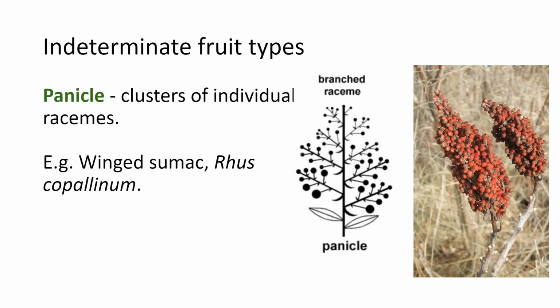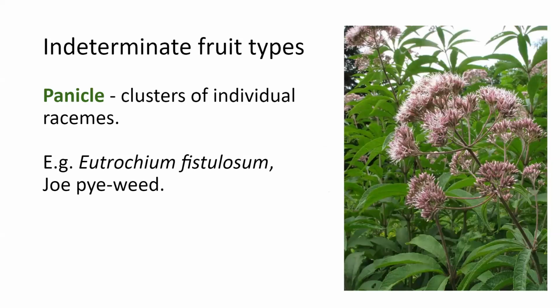On the right, we see an infructescence of sumac, which is Rhus, in this case Rhus copallinum. This is a species we should learn at some point during this semester. You can't see the individual pedicels because they're kind of hidden under those fruits. And then another classic example of a panicle is Joe Pye weed, Eutrochium fistulosum. This is a beautiful native plant.